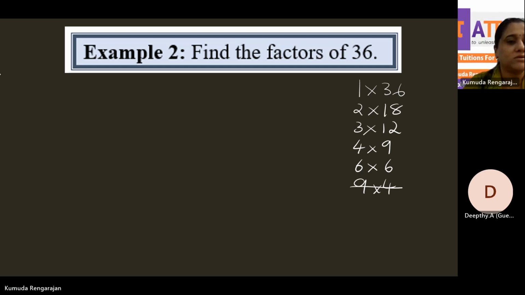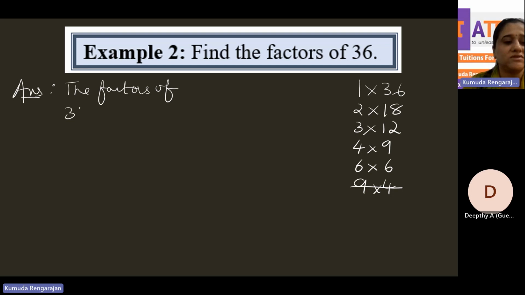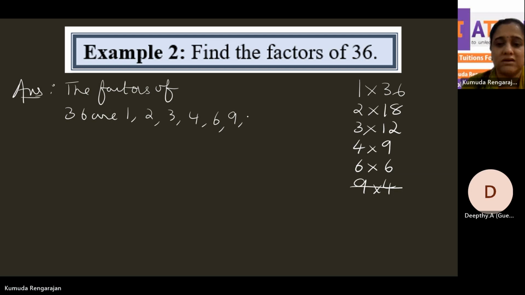Now, the factors of 36 are, tell me, what are the factors of 36? 1, 2, 3, 4, 6, 9, 12, 18 and 36. Yeah, write down.